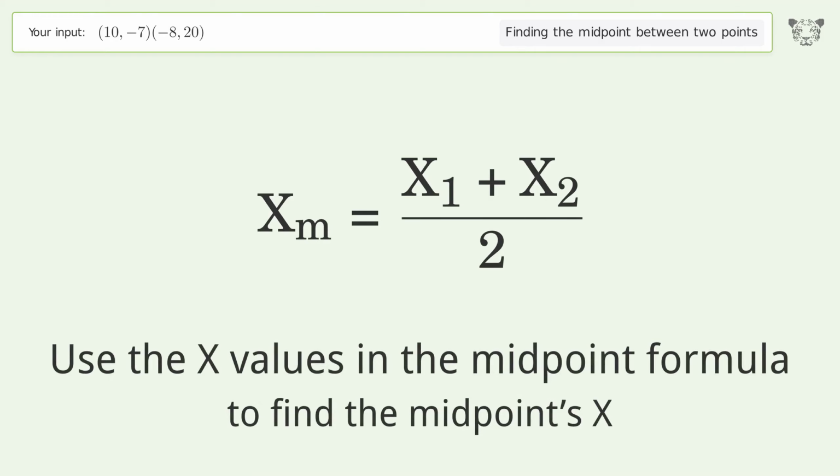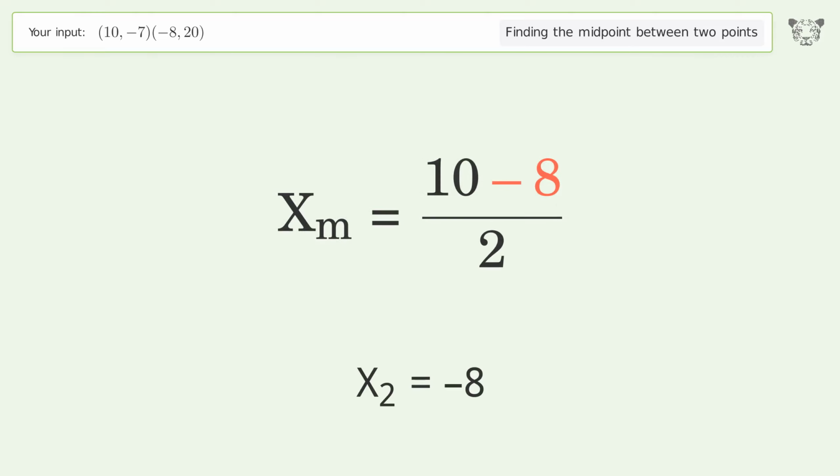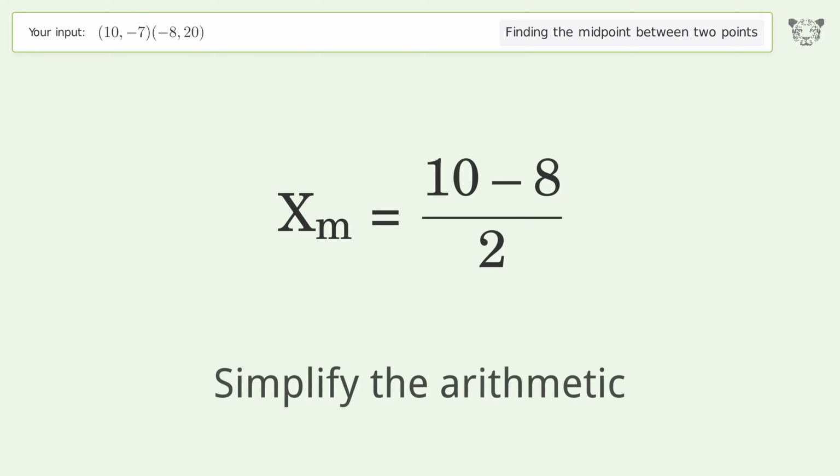Use the x values in the midpoint formula to find the midpoint's x. x1 equals 10. x2 equals -8. Simplify the arithmetic.